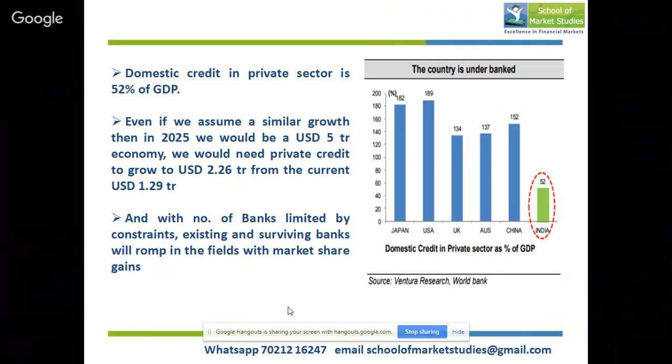And with the number of banks getting limited because of the constraints of the PCA, existing private sector banks and surviving banks from the public sector units will romp in the fields with market share gains. So if you are out of the PCA, great news, you're going to do well. So we have eliminated a few banks from a list which are in the PCA. That is the first level of shortlisting that we have done, elimination, where we have deleted banks that we look at which are constrained from lending, right?